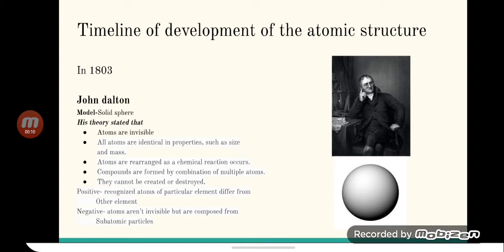In 1803, John Dalton created a model called the solid sphere. His theory stated that atoms are invisible, all atoms are identical in properties such as size and mass, atoms are rearranged as a chemical reaction occurs, compounds are formed by combination of multiple atoms, and they cannot be created or destroyed.